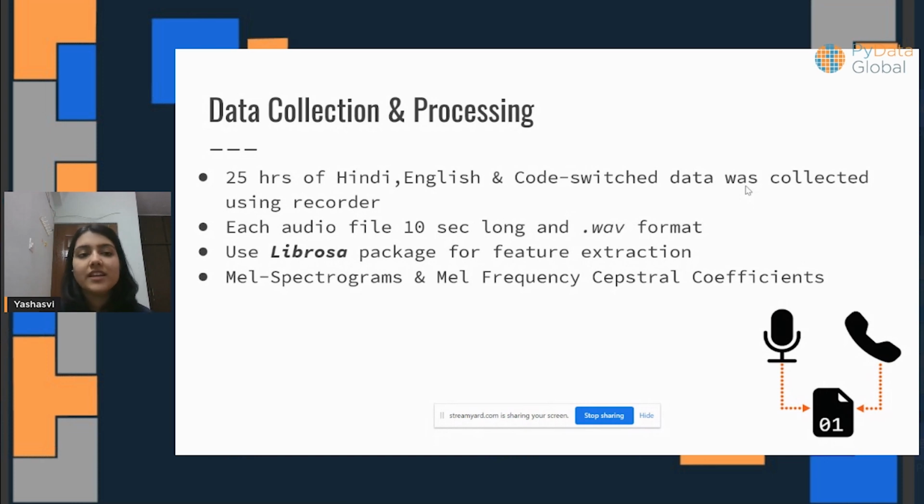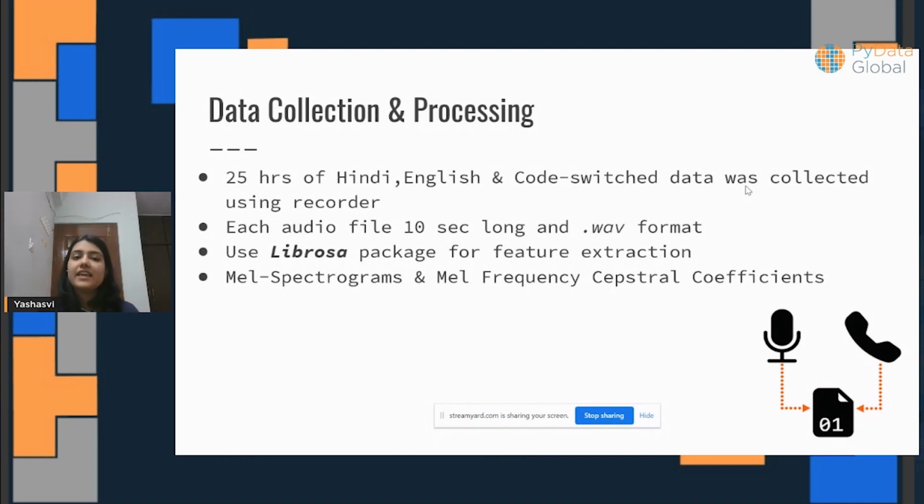This way, we created a data set of 25 hours with 5,000 samples of code switch data, that was Hindi and English mixed, and 2000 samples of English and 2000 samples of Hindi. Each and every sample was 10 seconds long and in .wav format.